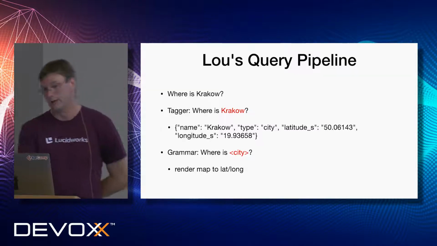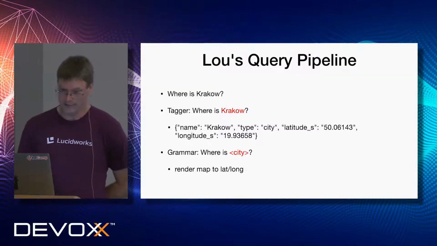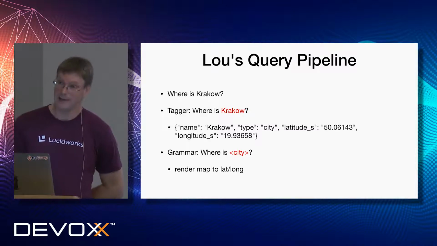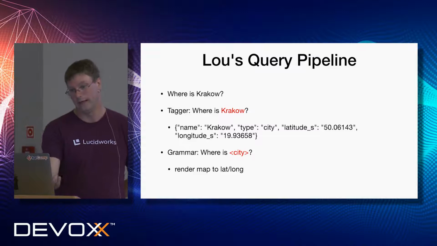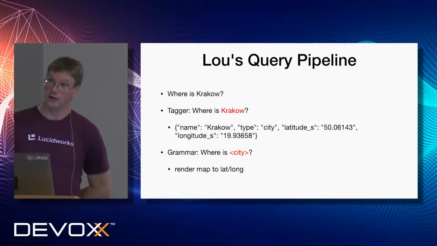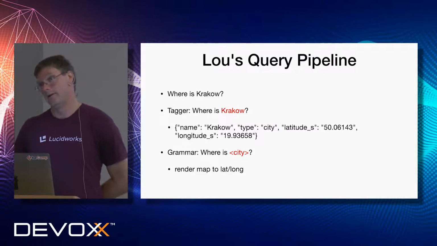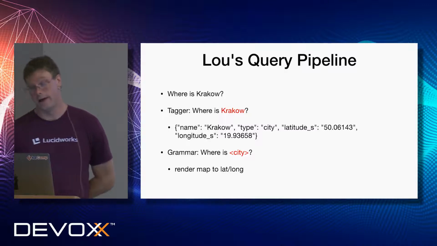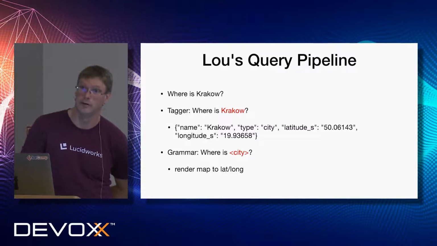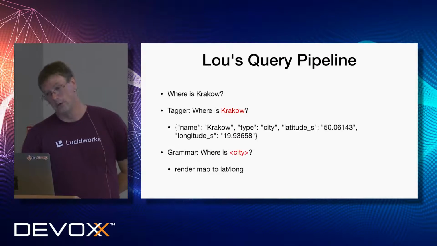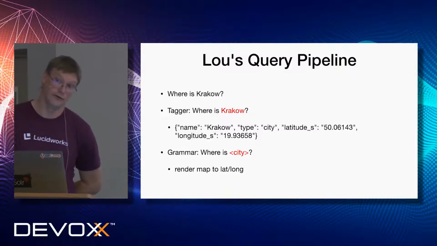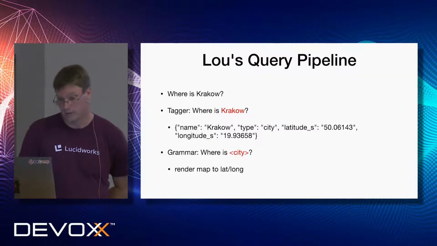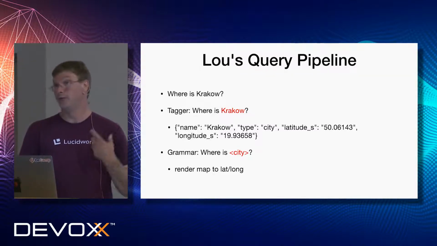Where is Krakow? It's tagged. And it's got a Latin long and a population. I should have put the population on there, but I'm actually, where is city? So I generalize that query, and then I render the map of the city that was returned. Now, I don't have the smarts in there. If I had said where is San Francisco, it would have just showed me the first San Francisco that it got to. But you would have to deal with that.